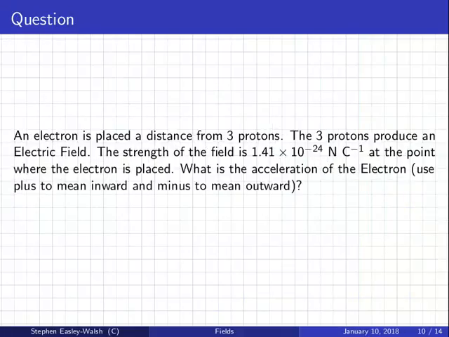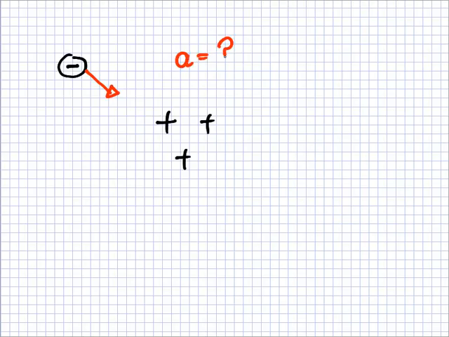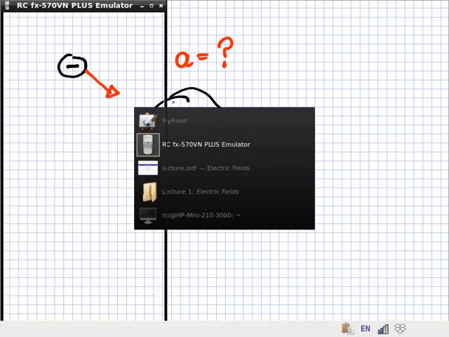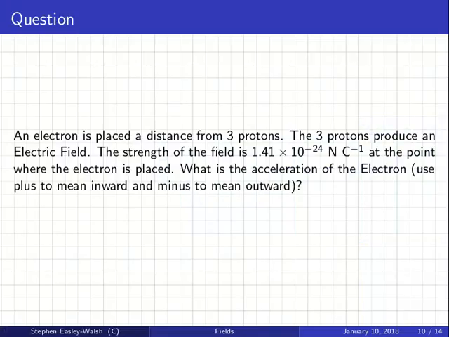Let's look at the next one. An electron is placed near 3 protons, and the 3 protons produce an electric field. And the strength of the field is that. What is the acceleration of the electron? So, let me just draw that. You've got 3 protons, 1, 2, 3. You've got an electron, and what will happen to the electron? It will move towards the protons. And my question is, what is the acceleration of this electron that's moving to the 3 protons? I think you could do this one. Again, we just have one formula for today's lesson. So I'll give you a moment to try and figure that out.